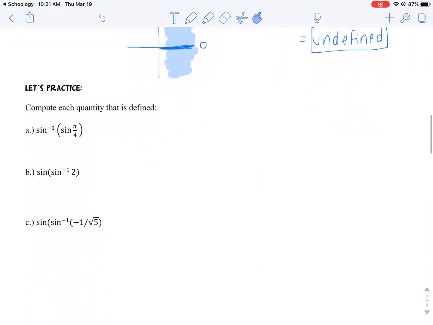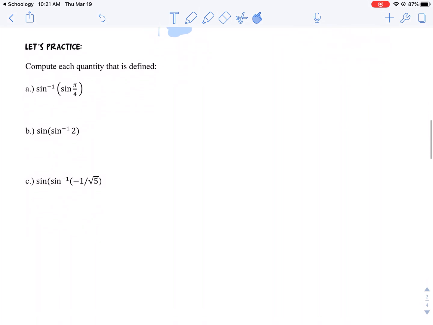Okay, let's do some practice. Compute each quantity that is defined. So part A, we're doing sine inverse of sine of pi over 4. Okay, always start inside out. So I'm going to start with drawing sine of pi fourths. I'm going to do first quadrant just because pi fourths is in the first quadrant.